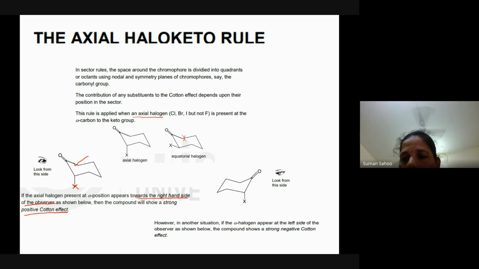When you are looking and the halogen group is present to the left of the observer, that gives you a strong negative effect. If you look, these two are actually mirror images. From the observer, the axial group is on the right-hand side in one, and the axial halogen group is on the left-hand side in the other. When it is on the left-hand side it gives a strong negative effect, and when it is on the right-hand side it gives a positive Cotton effect.